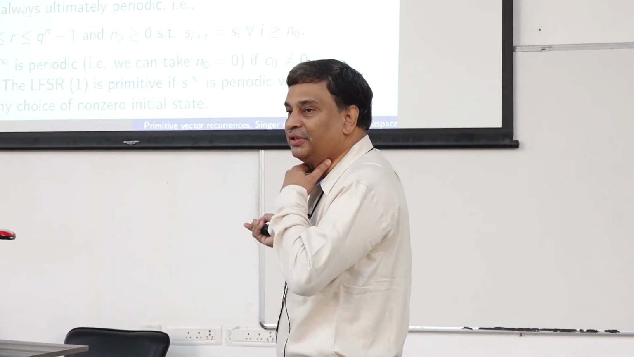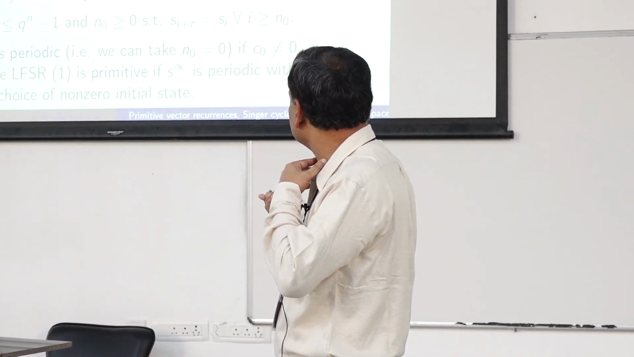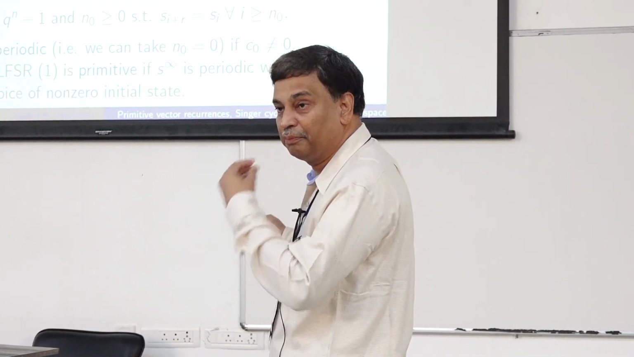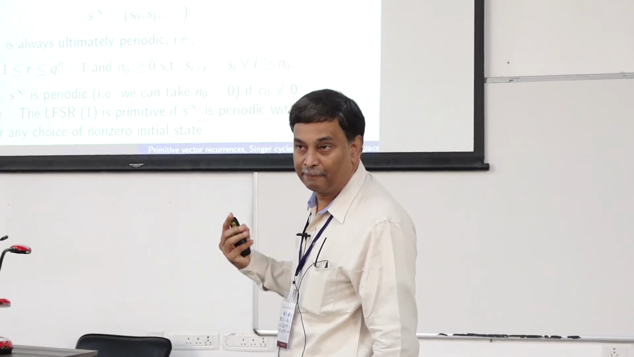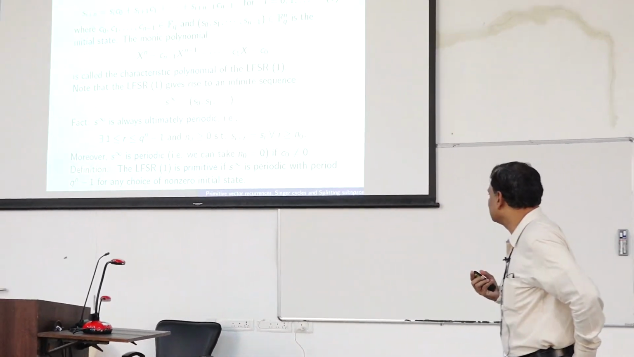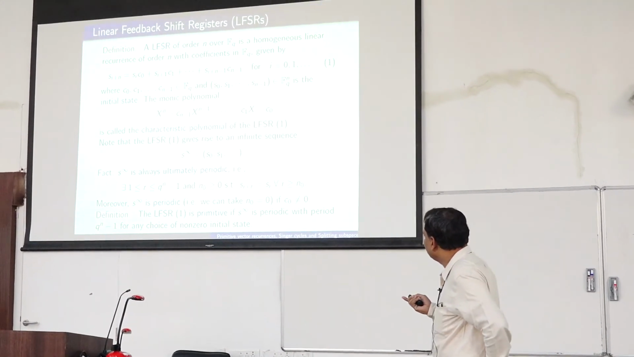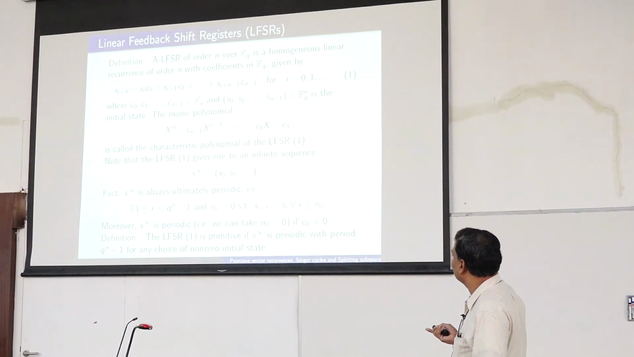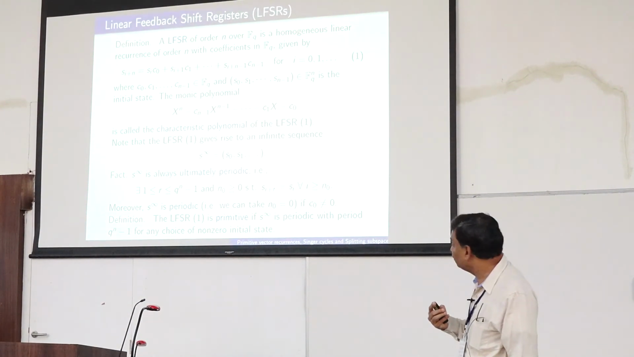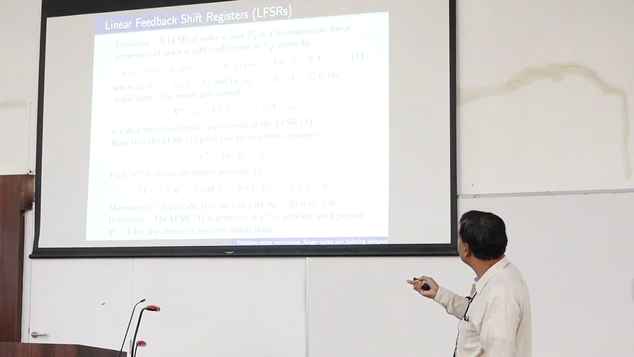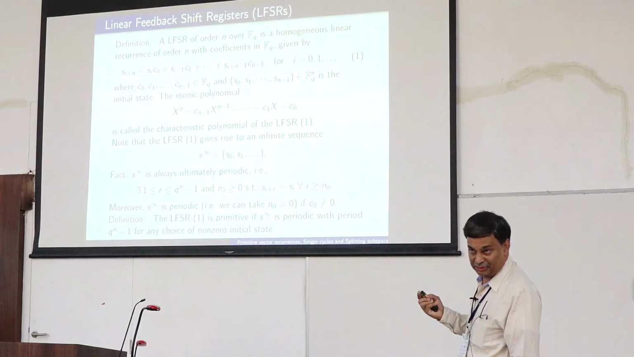The least positive such r is called the period of this infinite sequence, and for that period the least non-negative n0 is sometimes called the pre-period. It is also a general fact that the sequence is purely periodic, which means you can take the pre-period to be 0, if the number C0 is non-zero.